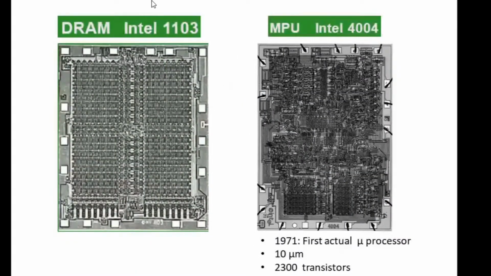In 1970 and 71, Intel manufactured the first microprocessor 4004 and the DRAM 1103. This was the first generation of large-scale integration. The technology node was 10 micrometer. The processor had 2300 transistors and worked at 64 kHz clock speed.